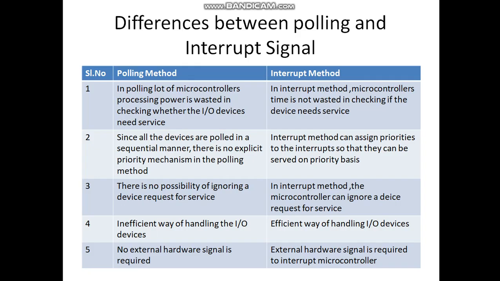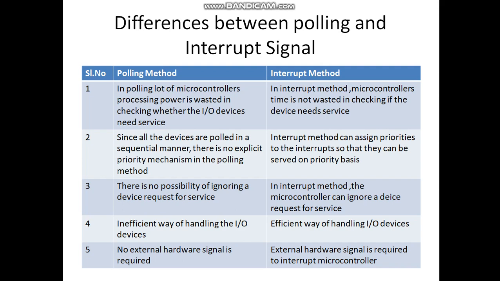Let us look into a few differences between polling and interrupt. In the case of polling, a lot of the microcontroller's processing power or time is wasted in checking whether the input-output devices need service. As discussed earlier, the microcontroller will continuously check, in a round robin fashion, if the devices connected to it need service.